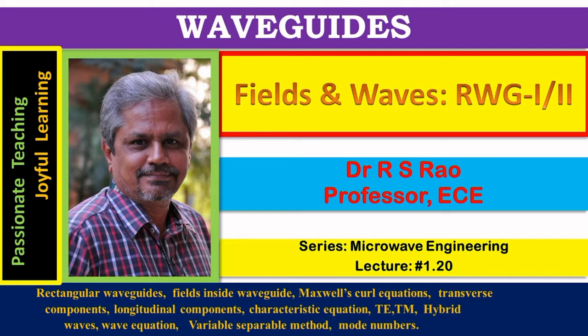Waveguides, fields and waves in rectangular waveguides. First part, series on microwave engineering, lecture number 1.20. Hollow pipe waveguides are transmission lines capable of carrying high frequency non-TEM waves or signals. Ordinary transmission lines like parallel wire lines cannot carry such high frequency waves. When the cross section is rectangular, the hollow pipe waveguide is called a rectangular waveguide.